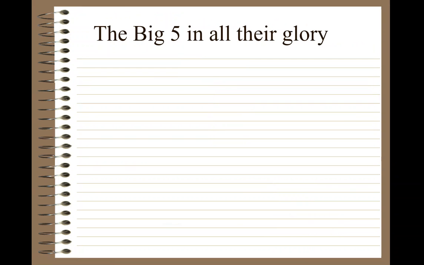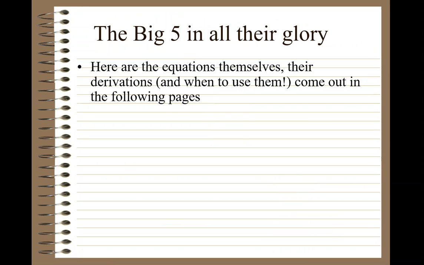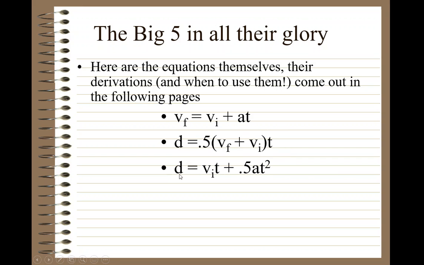Let's see the big five acceleration equations for physics. So we have this guy, VVAT: VF is equal to VI plus AT. We have the average velocity equation: D is equal to 1/2, or 0.5, times (VF plus VI) times T. We've got D is equal to VIT plus 1/2 AT squared. We've got the VF squared equation: VF squared is equal to VI squared plus 2 AD.